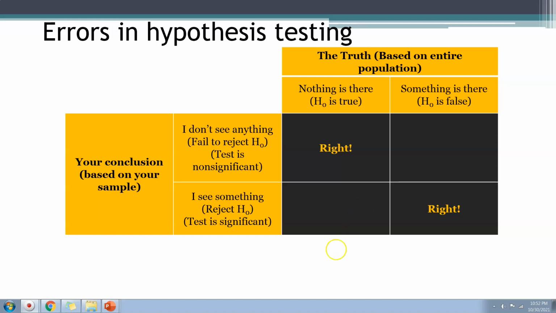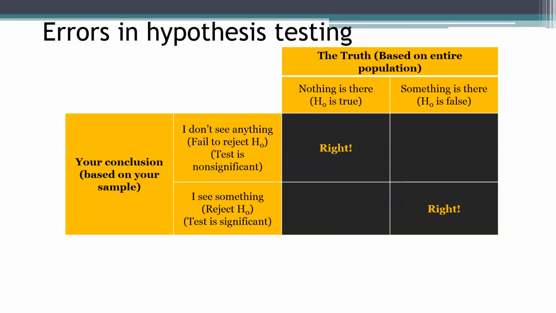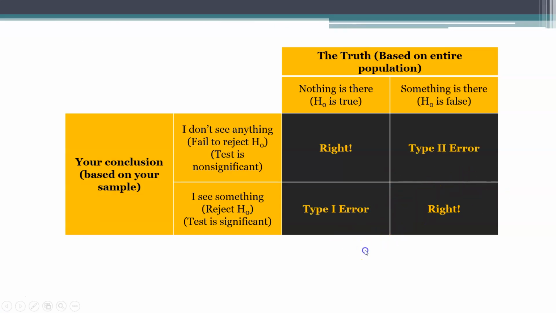Those are called type 1 error and type 2 error. A type 1 error is the error of rejecting H0 when H0 is true. So in the criminal justice analogy, that would be convicting an innocent person. And a type 2 error would be acquitting a guilty person.